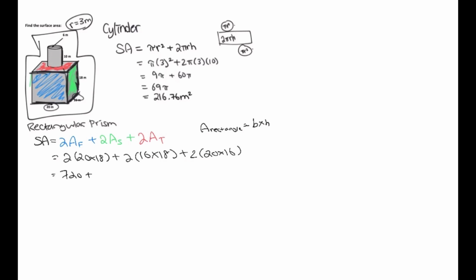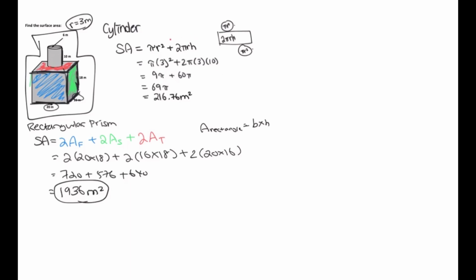720 plus 576 plus 640. Okay. Adding all of this together, I have 1,936 meters squared. But I am not done because my rectangular prism isn't a normal rectangular prism.